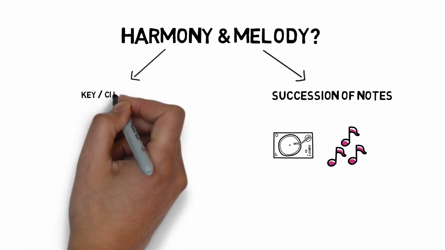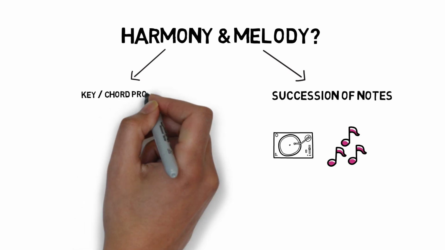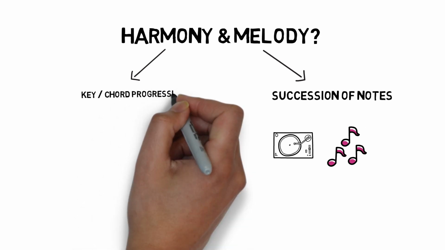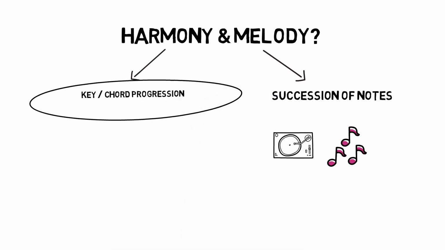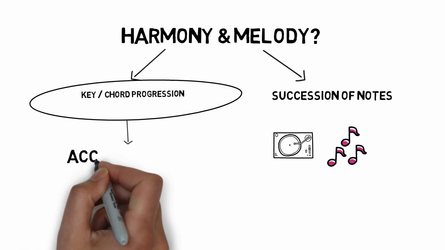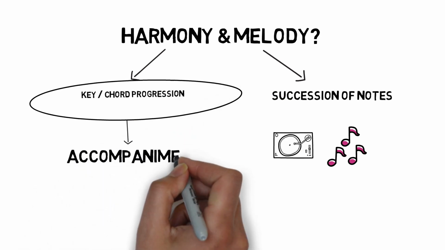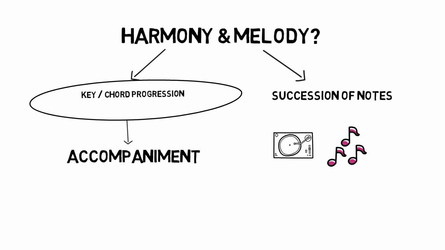Harmony includes the key and the chord progression. On a practical level, the chord progression is the set of sounds that surround the melody, and is also known as accompaniment. In the song that you heard a little while ago, this is the accompaniment.